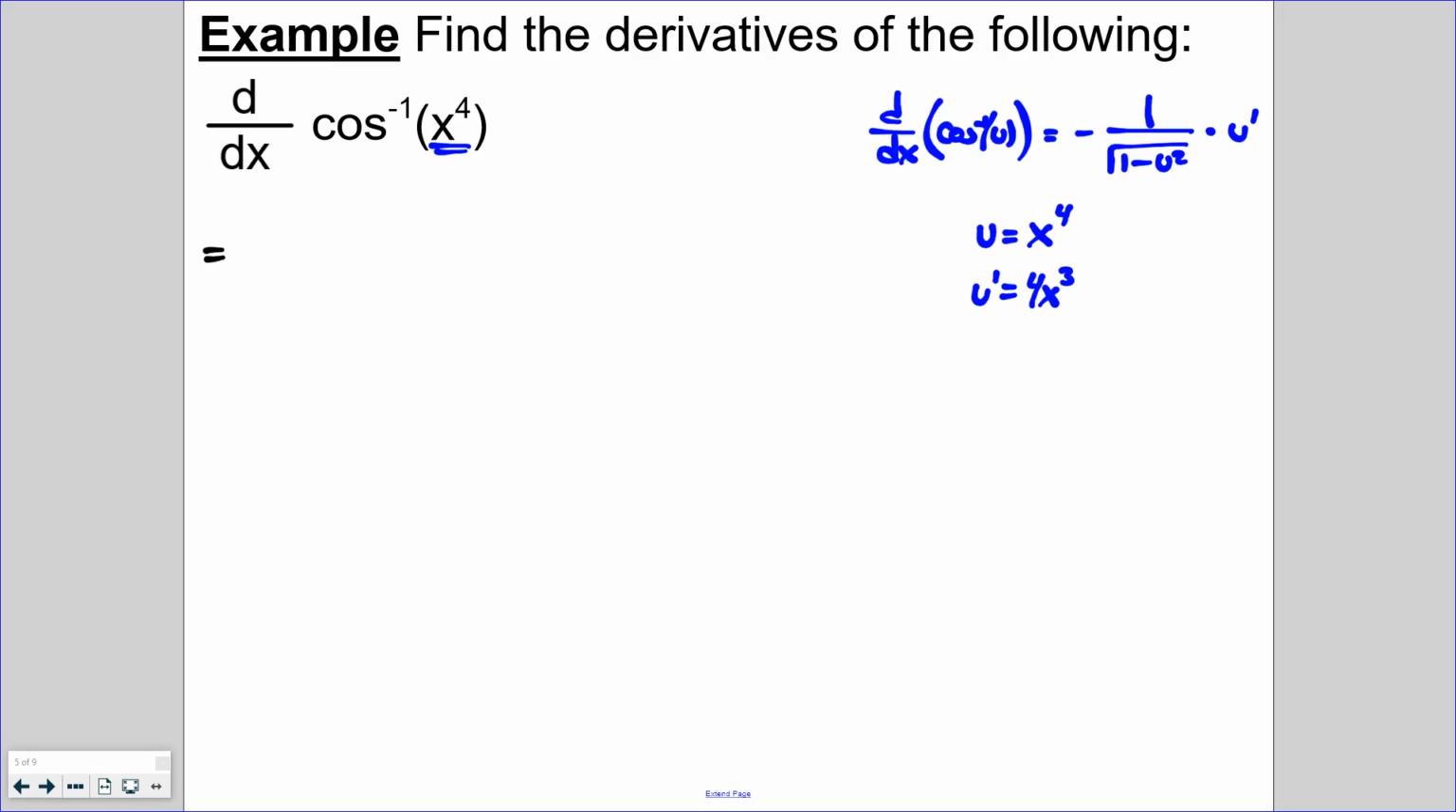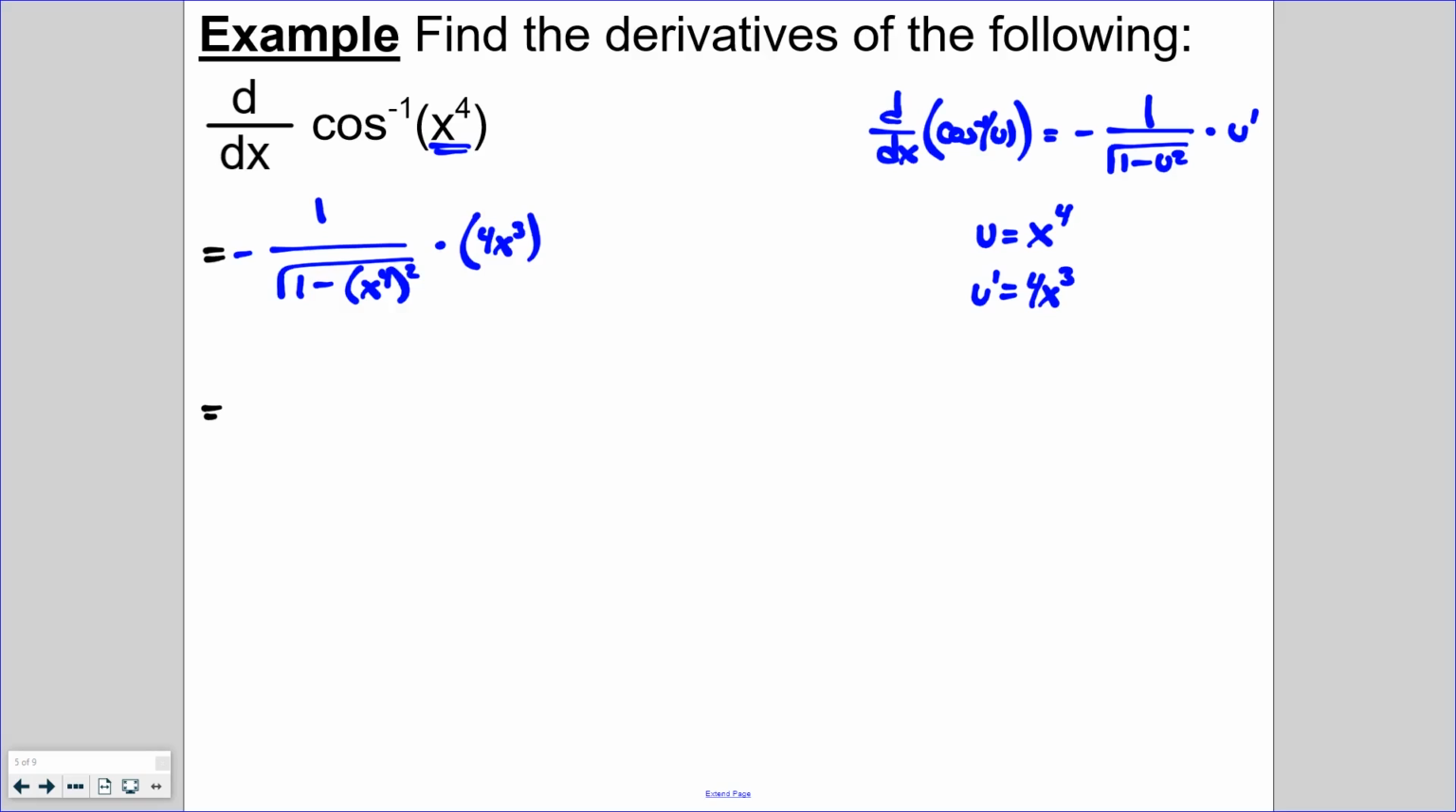So we said the derivative of inverse cosine is negative 1 over the square root of 1 minus u. But again, we said that u is going to be x to the 4th. So we're going to have 1 minus x to the 4th squared, and then times u prime, which is 4x cubed. And then we can continue to simplify this down.